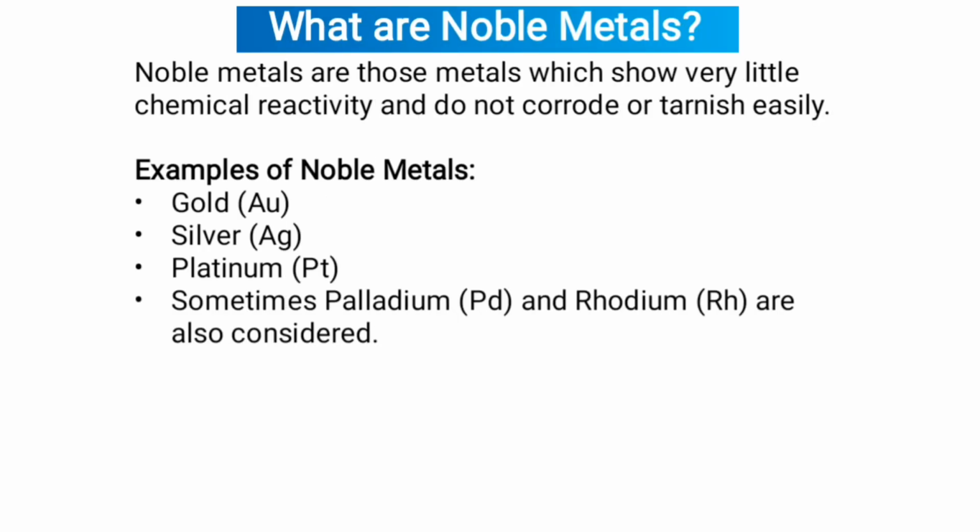Now, what are noble metals? My dear student, noble metals are those metals which show very little chemical reactivity and do not corrode or tarnish easily. Examples of noble metals are gold, silver, platinum, and sometimes palladium and rhodium are also considered.